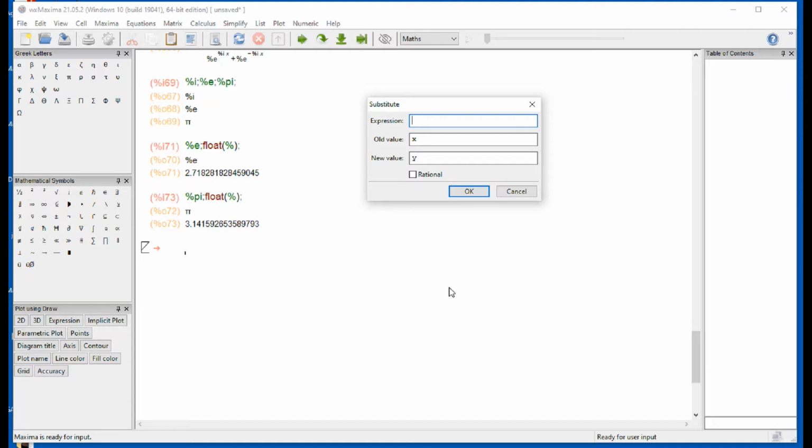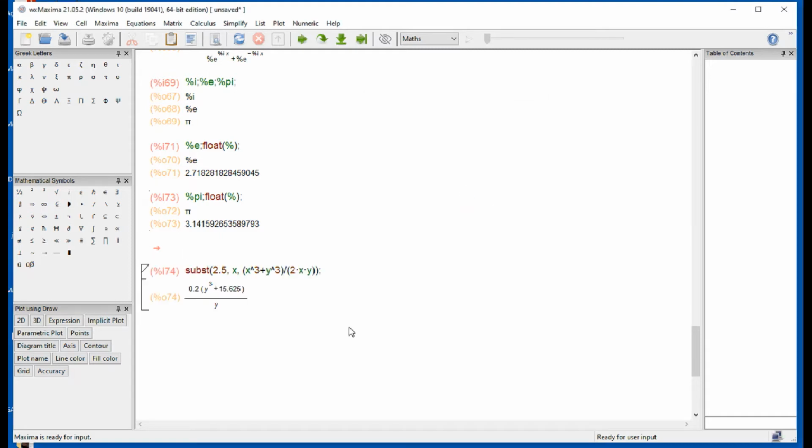Suppose that you have an expression that is x cubed plus y cubed divided by 2 times x times y. That's the expression where we're going to substitute, and say the old value is x and the new value, instead of y, let's change to 2.5, for example. What we're saying is replace x with 2.5 and say OK. And so the command is as follows: substitute the value, the variable in the expression, and the expression.